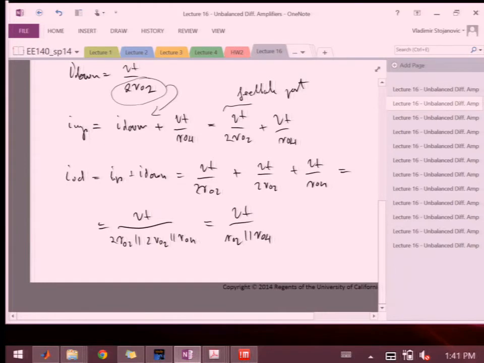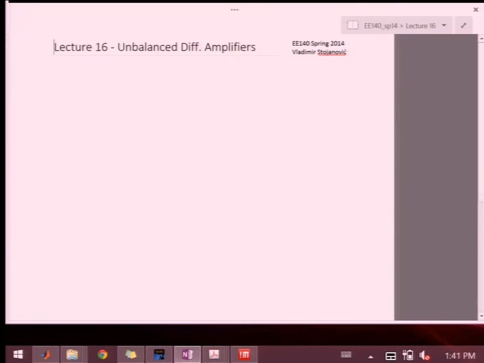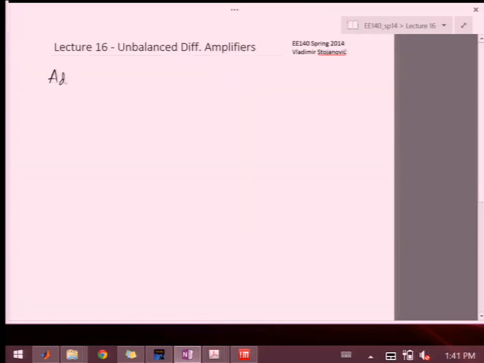Okay. For common mode, it gets a little bit tricky. So let me just first finish the ADM. So our differential gain is, by definition, minus GM differential times R out. And by GM differential, we got minus GM1. And then times R out, which was RO2 in parallel with RO4. So this is GM1 times RO2 in parallel with RO4.